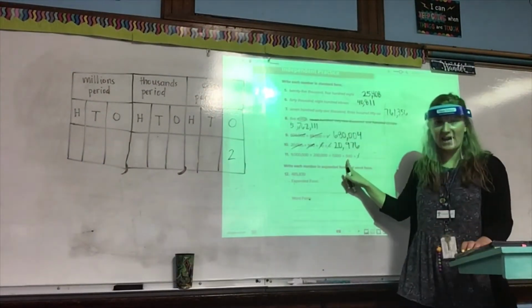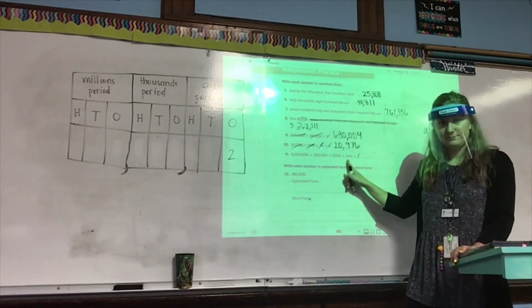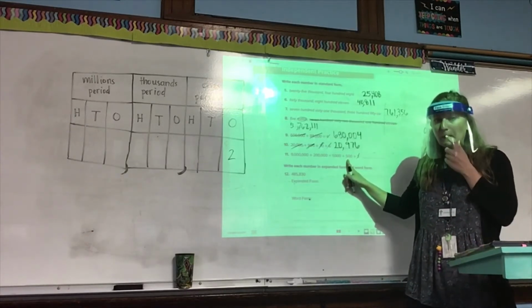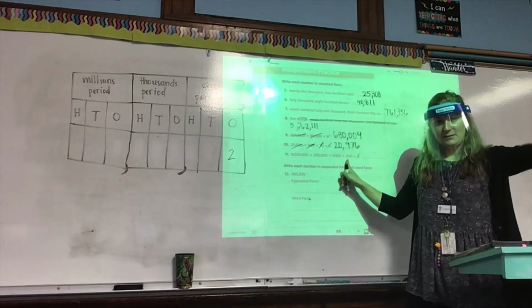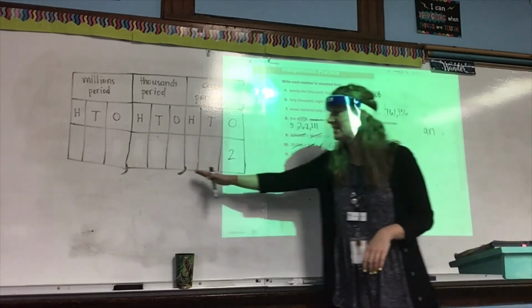Okay, girls, it's a fire drill again. So next we have 500. How many digits does 500 have? 3. What place is 3 digits over?